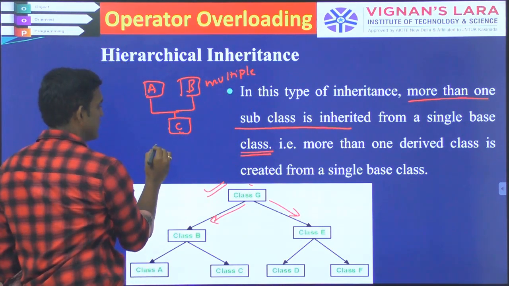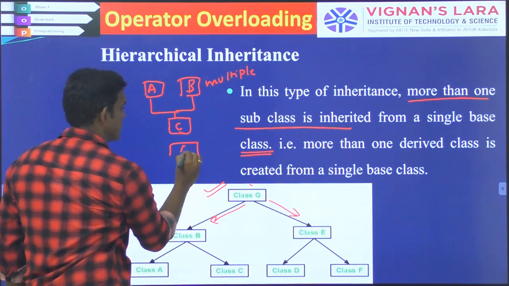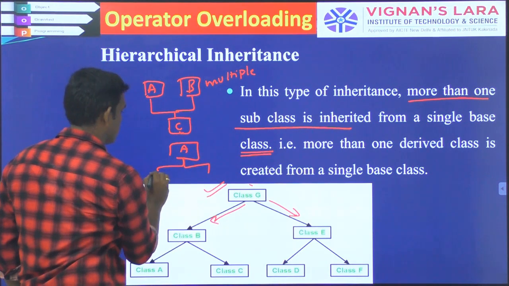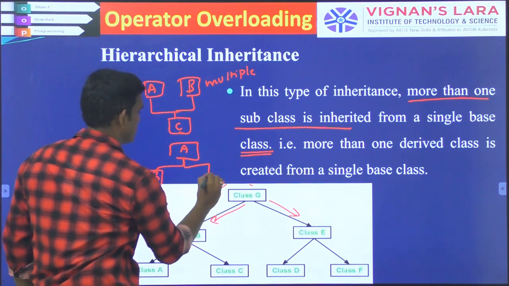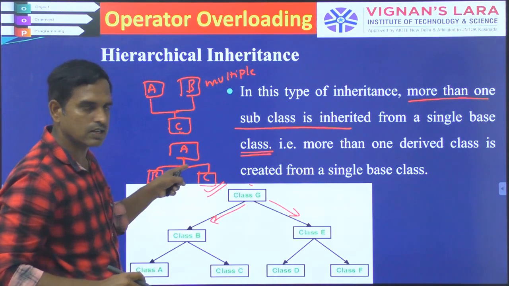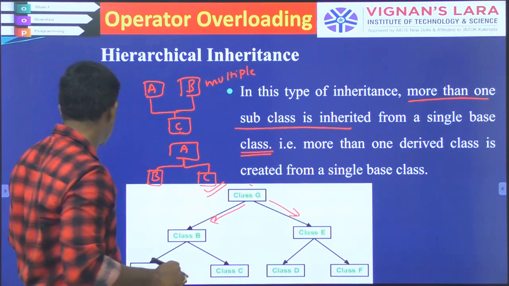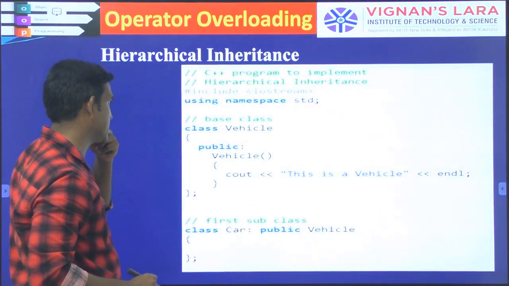Okay, hierarchical means you will be having one base class. From that base class you can be having more than one derived class. This is your hierarchical inheritance. So how to implement the hierarchical inheritance?